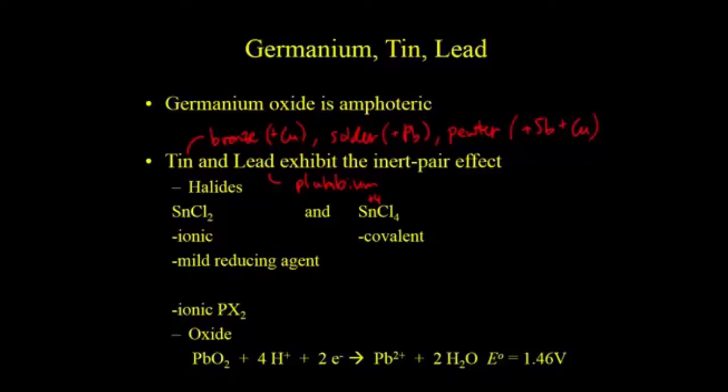What about lead? Lead is ionic. The lead halides, like lead chloride, are classically insoluble when we look at solubility rules, so that's ionic, and you see that's plus 2. We can make the plus 4, lead oxide for example, but that is a very good oxidizing agent and is used in lead-acid batteries.